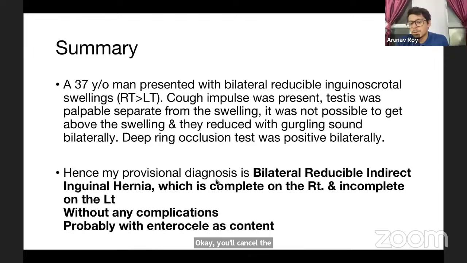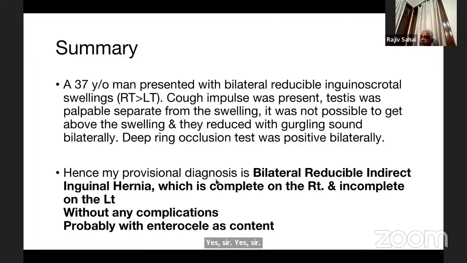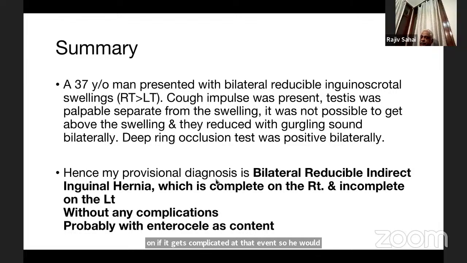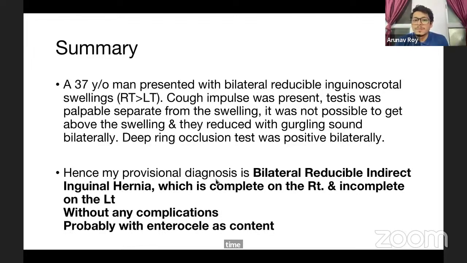So why do you want... He says I don't want surgery. Convince him. He says I don't want surgery. If the patient says he doesn't want surgery, I would explain to him that a hernia might get complicated at any moment. It could be one day from now or six months from now. And if it gets complicated at that event, sir, he would have to rush to the emergency. What complication? In case the hernia becomes obstructed or strangulated, sir.